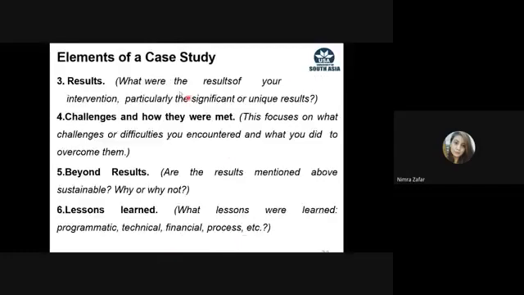Then the results. What were the results of your intervention, particularly the significant or unique results? Then challenges and how they were met. This focuses on what challenges or difficulties you encountered and what you did to overcome them. Then beyond results. Are the results mentioned above sustainable? Why or why not? Lessons learned: what lessons were learned, programmatic, technical, financial, process, etc.